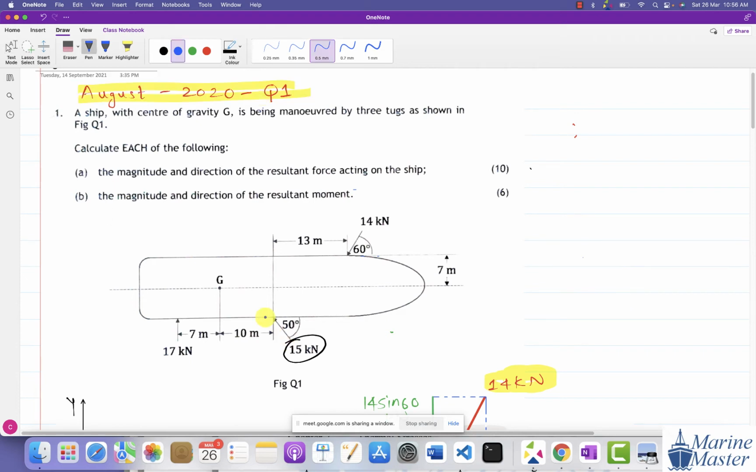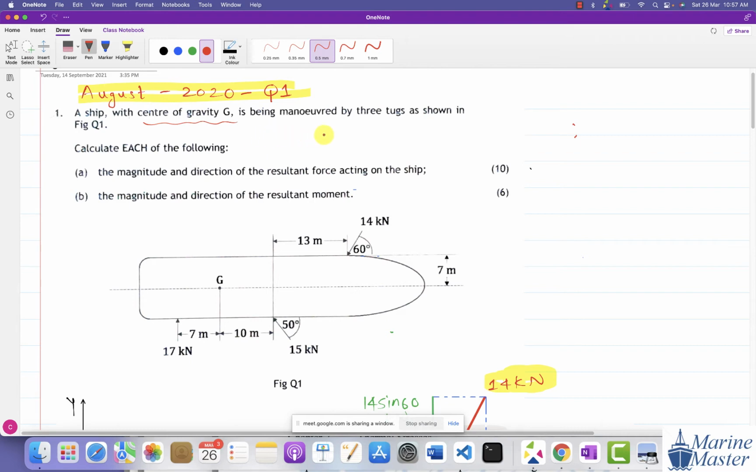Now try to see the scenario here. What is our target and how are we going to approach this question? This is our ship, and this is the center of gravity of the ship. Center of gravity means capital G. About this point, the ship is going to take a turn. We will see the meaning of center of gravity in the upcoming discussion.